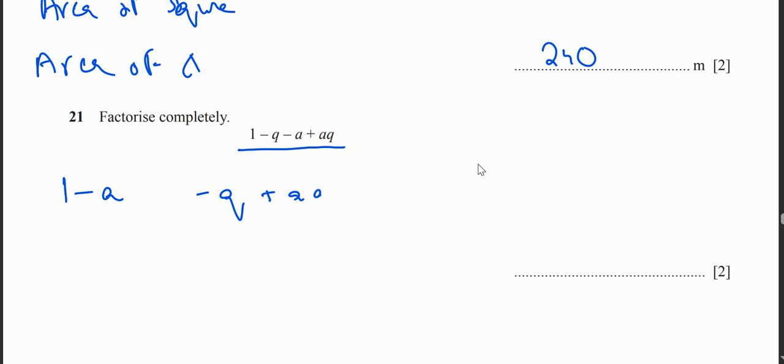Now in this question, what we can do is rearrange: 1 minus a minus q plus aq. So take 1 as common, 1 minus a. Over here, what will you take as common? You have minus q plus aq. I want you guys to think for a moment. Will you take minus q as common or positive q as common? Think about it right now with me.